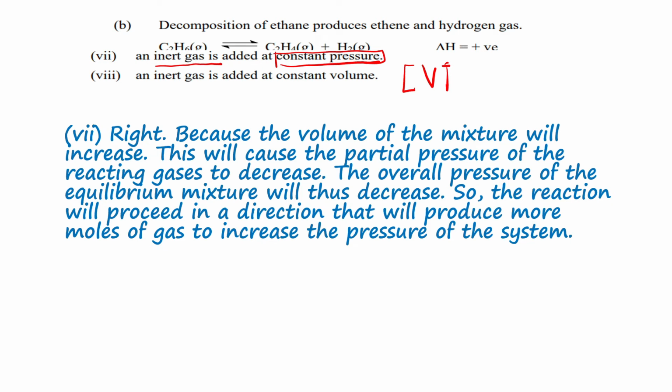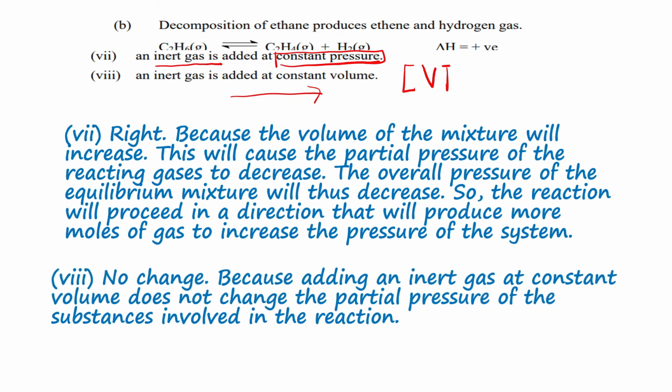This will cause the partial pressure of the reacting gases to decrease. The overall pressure of the equilibrium mixture will thus decrease. So the reaction will proceed to the side that will produce more moles of gas to increase the pressure of the system. Okay, so dia akan bergerak ke sebelah mana? Ke sebelah kanan. And then if inert gas is added at constant volume, so tiada perubahan because adding an inert gas at constant volume does not change the partial pressure of the substances involved in the reaction. Jadi inert gas at constant volume, no change.